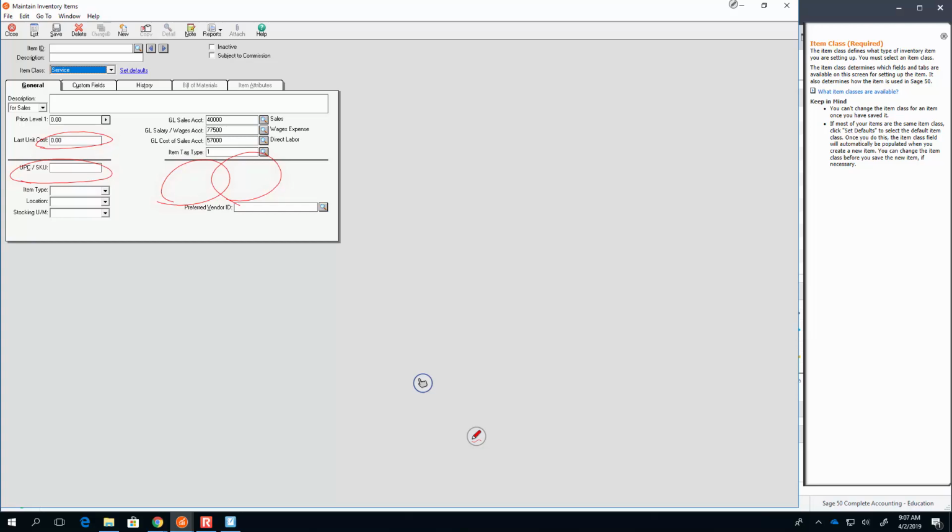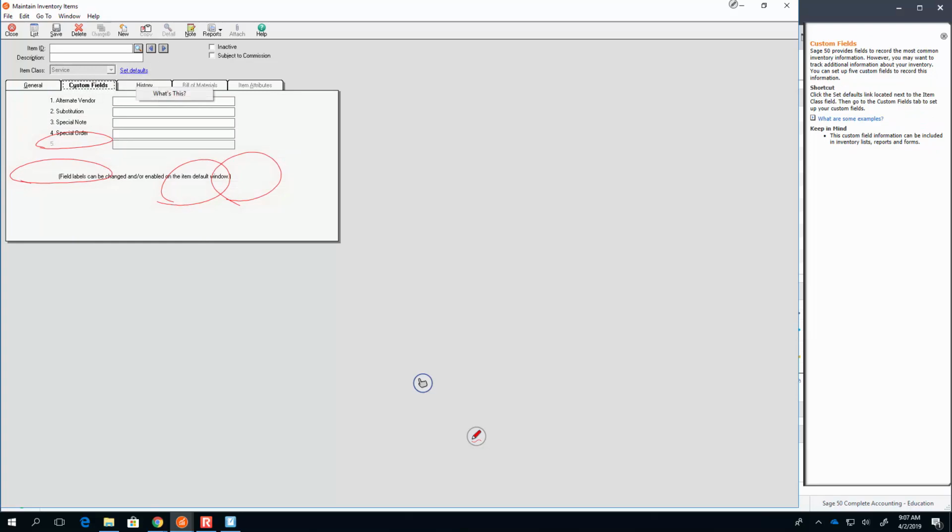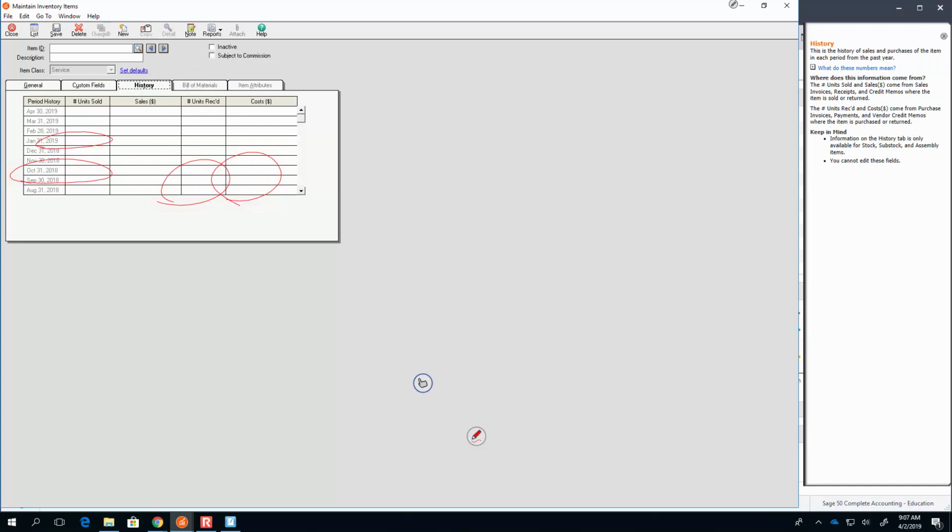What I have listed next in my handout is an overview of each of the tabs. Okay, so what is under the, I turn the page here.